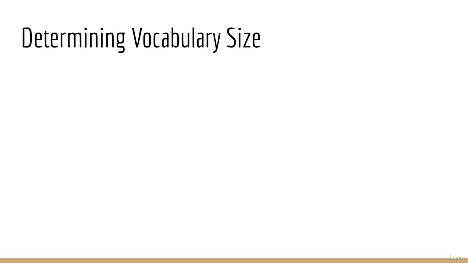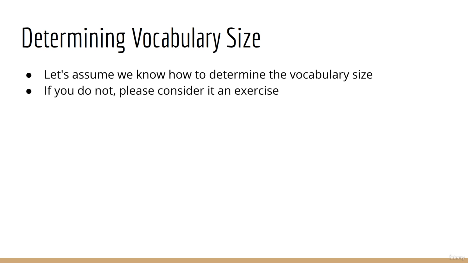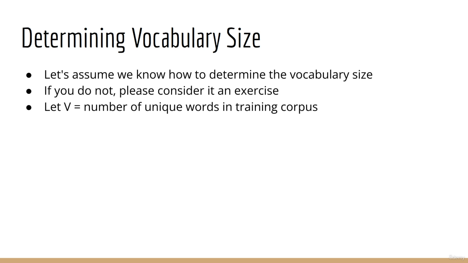Okay, so as mentioned, this method simply involves counting. Firstly, let's suppose that we know how to determine the size of our vocabulary. If you don't know how to do this yet, then please consider it as an exercise. Basically, you would just need to loop through every word in your text corpus, count up all the unique words, and that is your vocabulary size. Suppose that we call our vocabulary size big V. It's the number of unique words in your training corpus.